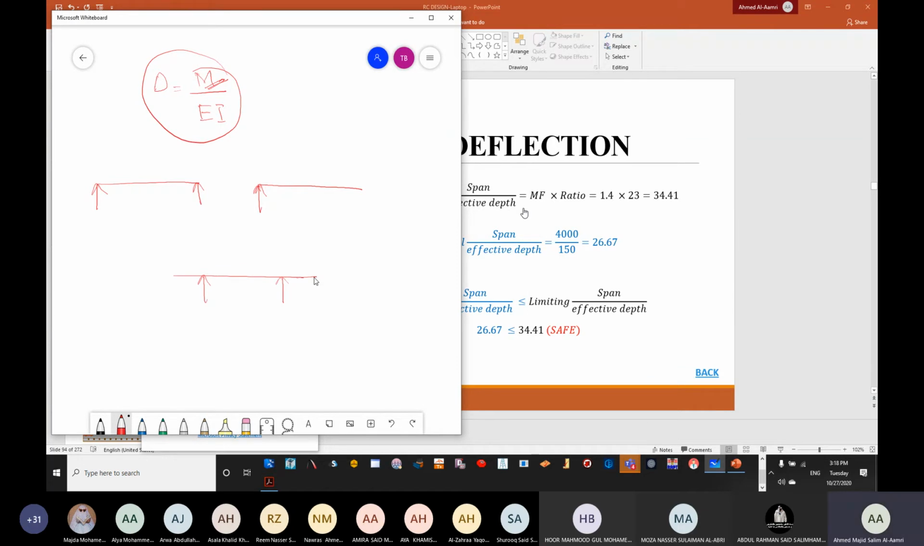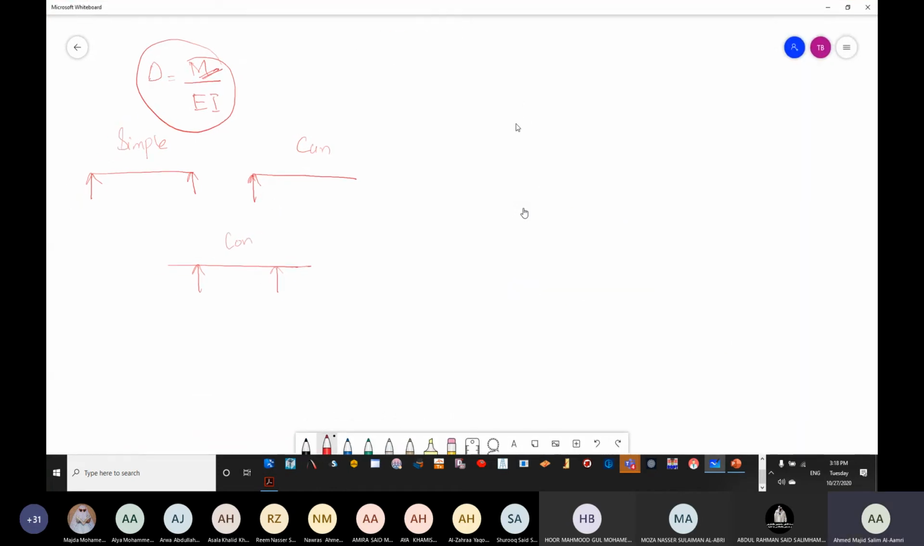Okay, so these are the 3 shapes. Here we have simple, here we have cantilever, here we have continuous. Now for the simple, the ratio is 20. For cantilever, it's 7. And for a continuous, it's 26. Now that is mainly going to be related to the bending moments.